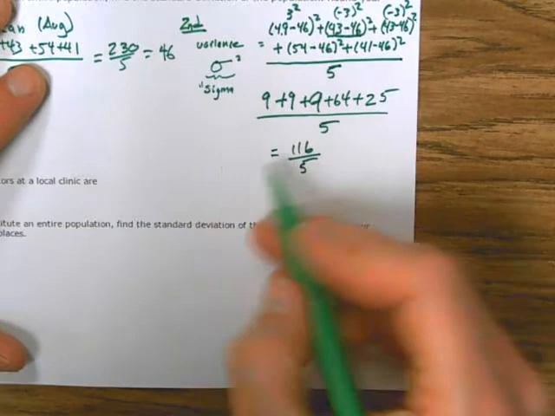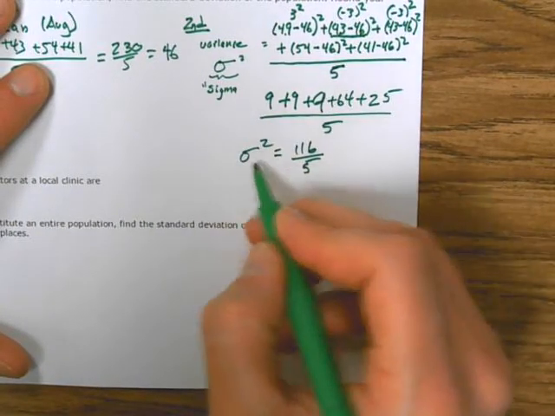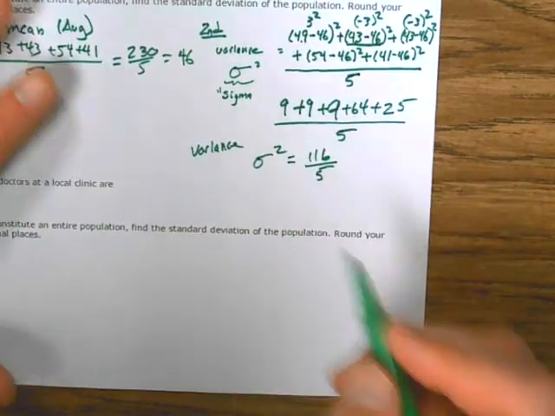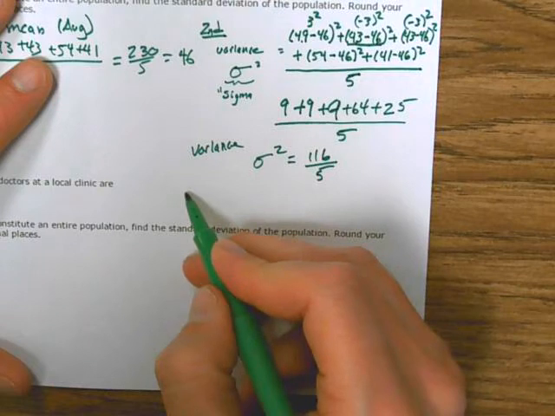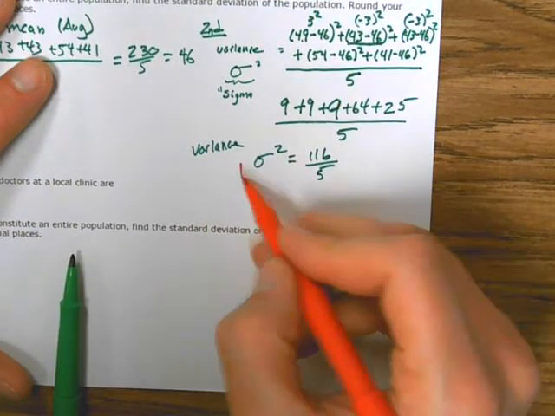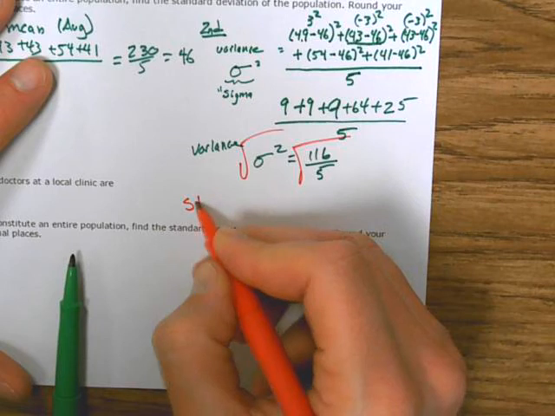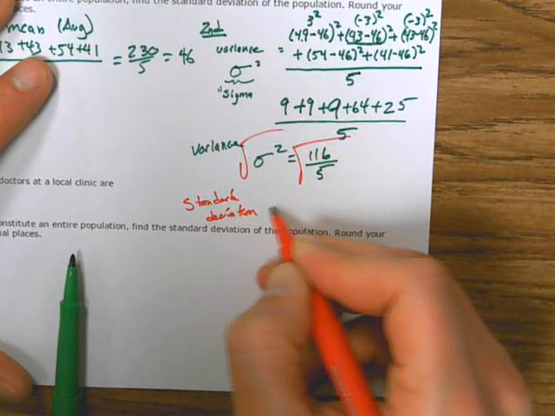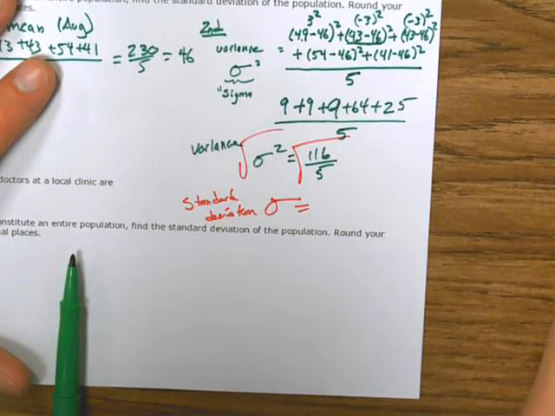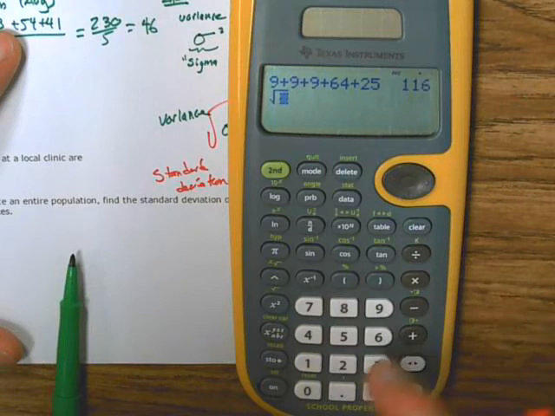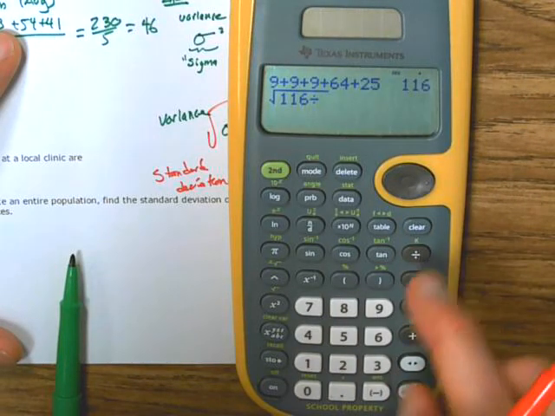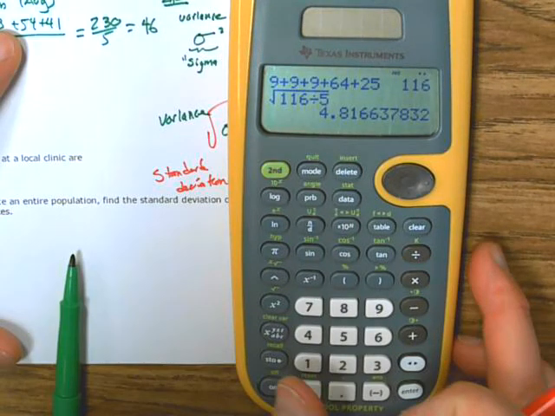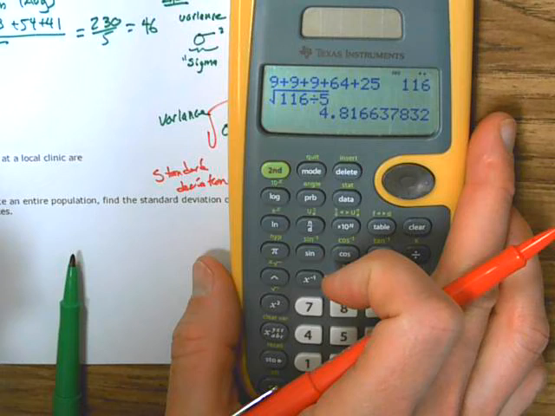And this is the variance. So this is sigma squared. Variance is just the square of the standard deviation. So the last step is to square root that and get the standard deviation, which is just sigma. If you square root 116 over 5, I get 4.82. I think we have to round to 2 decimal places.